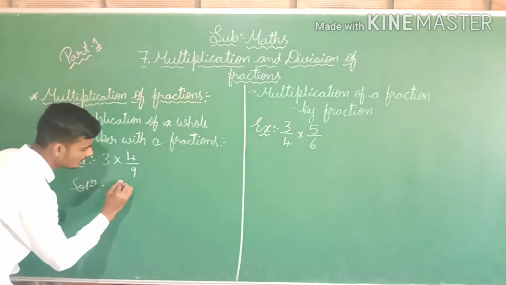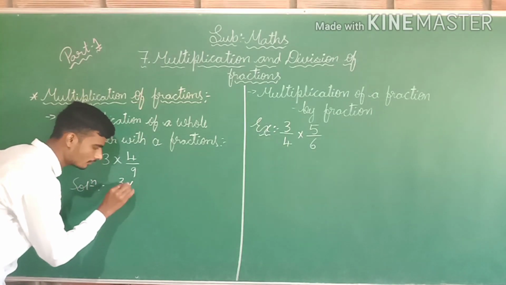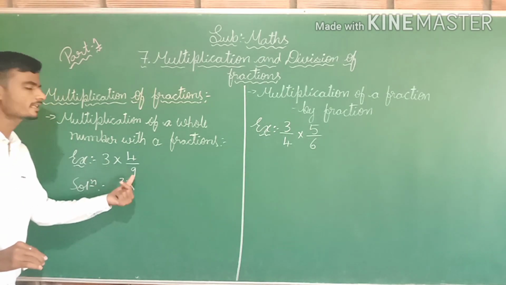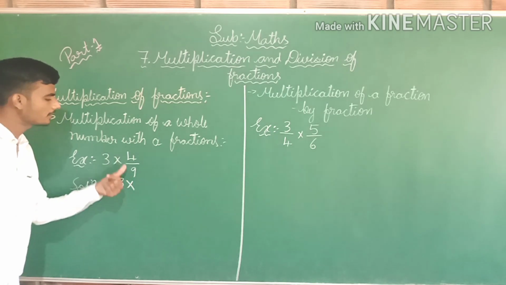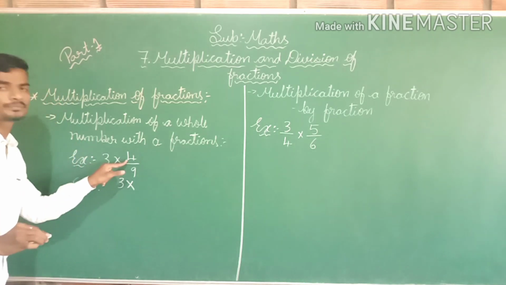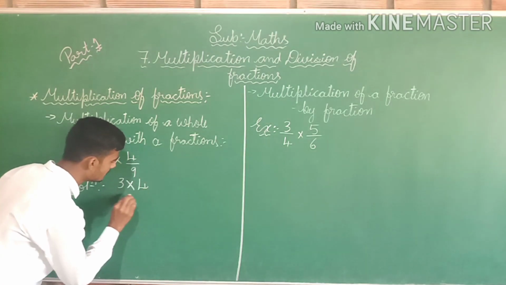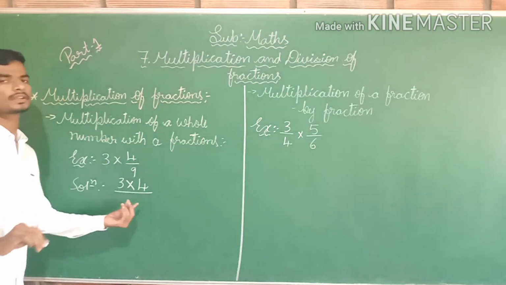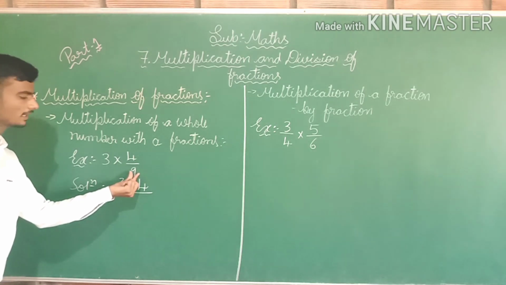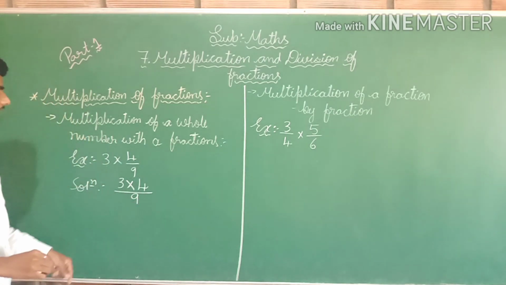So now what do you have to write here? First you write the whole number. Since you are doing multiplication, you write a multiplication symbol. Then in the fractional part, you write only the numerator part. What is the numerator part here? The numerator is 4. Then what will you write at the denominator part? The denominator remains the same as it is. The denominator is 9.